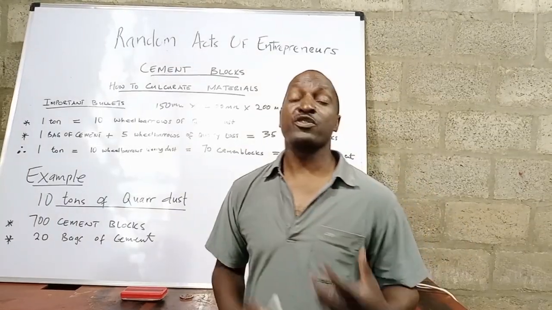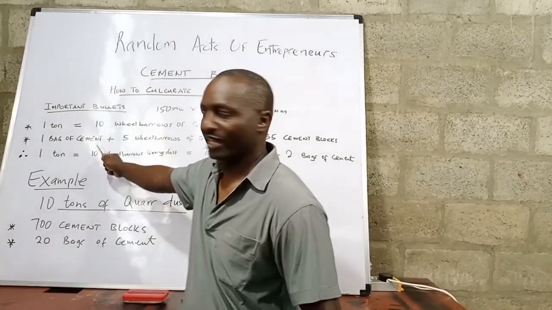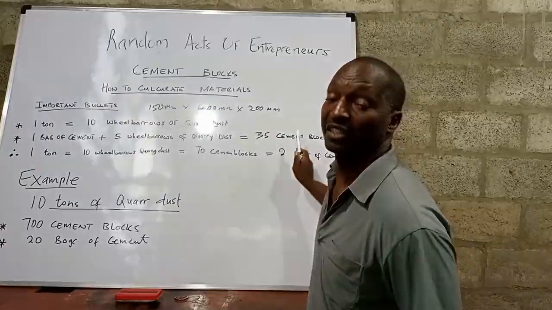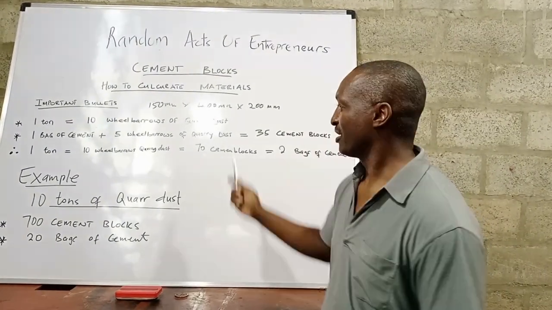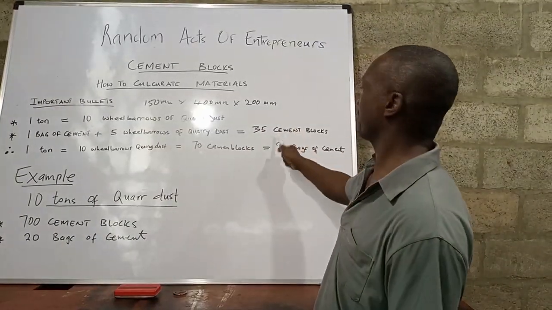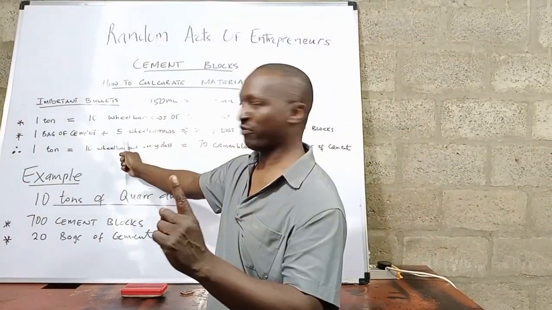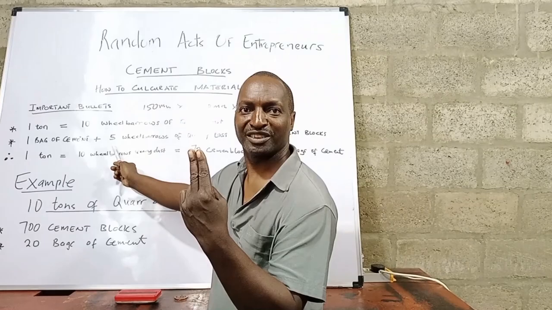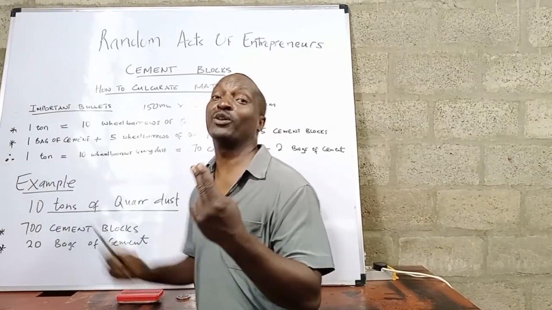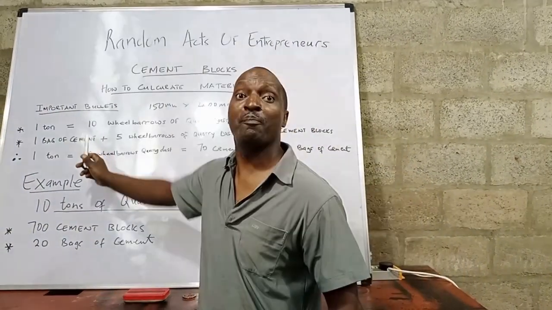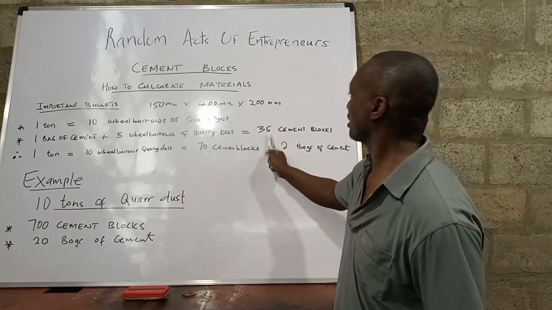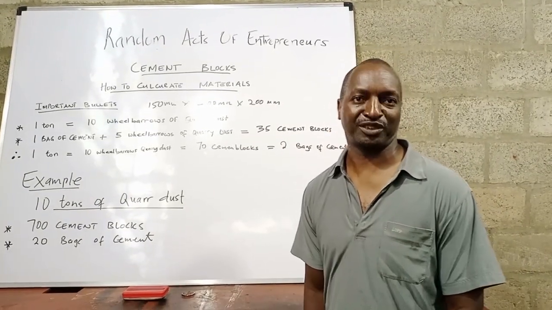All right? Now, when you're making a block, one bag of cement, you add with 5 wheelbarrows of quarry dust, some people are using sand, you're going to produce 35 cement blocks. One bag of cement, adding 5 wheelbarrows of quarry dust, you're going to produce 35 cement blocks. So, one bag, 5 wheelbarrows. 2 bags, 10 wheelbarrows. So if we say 2 bags and 10 wheelbarrows, automatically we're talking about 1 ton. So on each and every 1 ton, you're going to use 2 bags of cement so that you can mix 10 wheelbarrows of quarry dust, and then you'll be able to produce 35 times 2, which is 70 cement blocks.